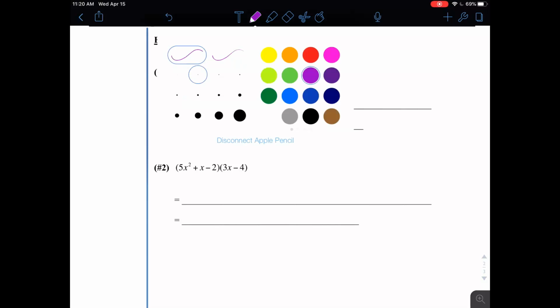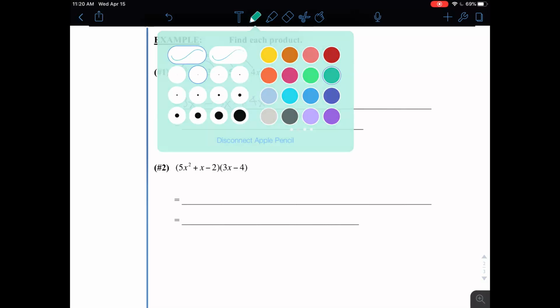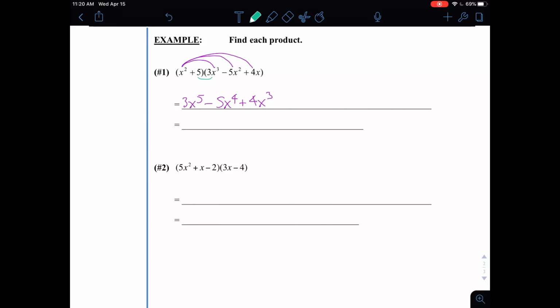Choose a different color now. And now we're going to do 5 times 3x to the third, which is plus 15x to the third. And then 5 times negative 5x, which is negative 25x squared. And then 5 times 4x, which is positive 20x.